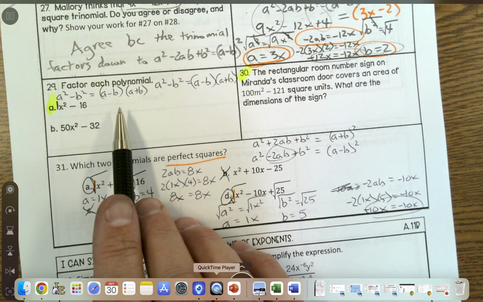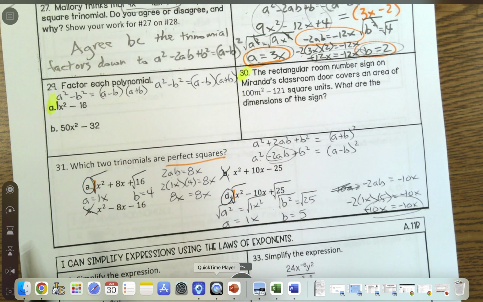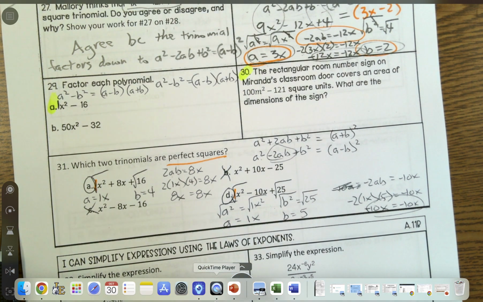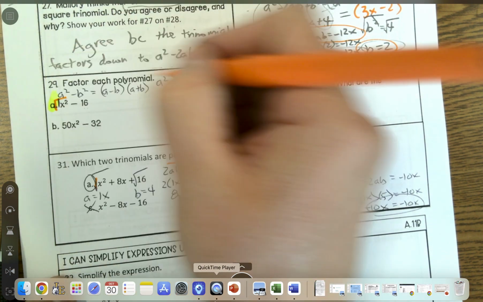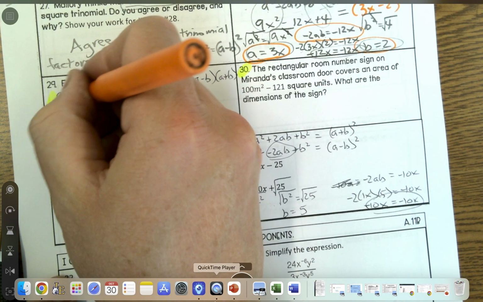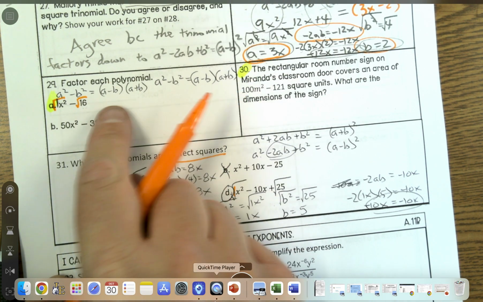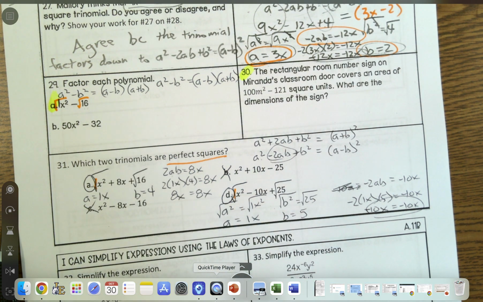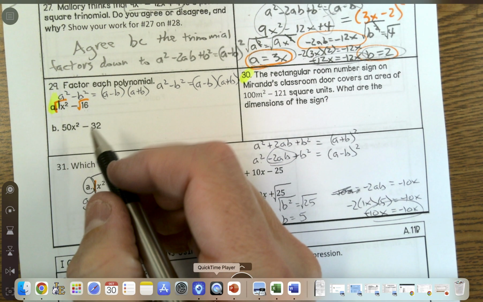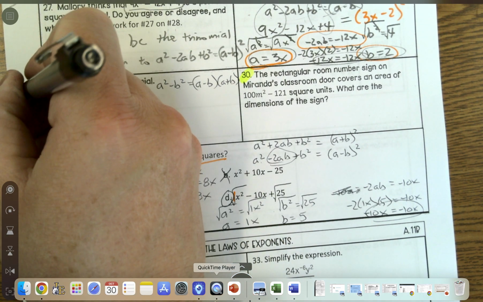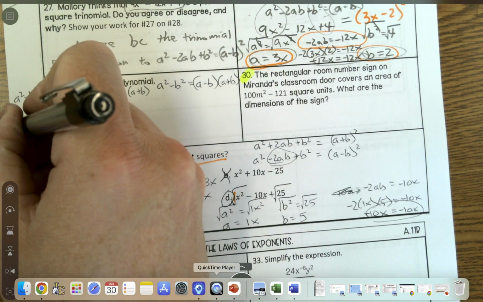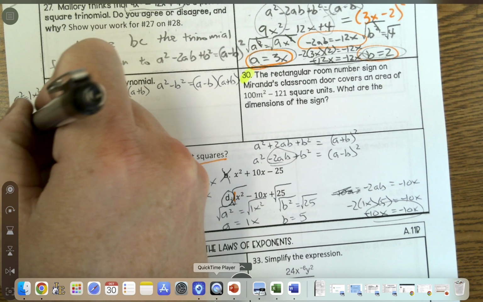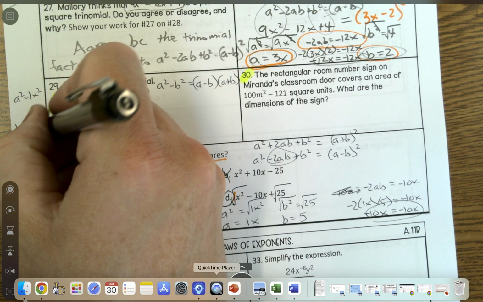The idea here is I can square root my first term and my last term, and it'll immediately give me the factors of this kind of binomial. So my a squared is equal to 1x squared, and my b squared is equal to this 16. We're going to leave that negative in as is.